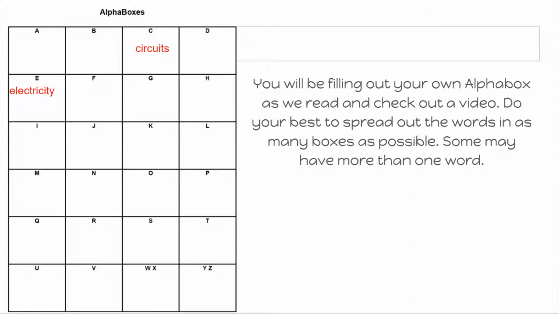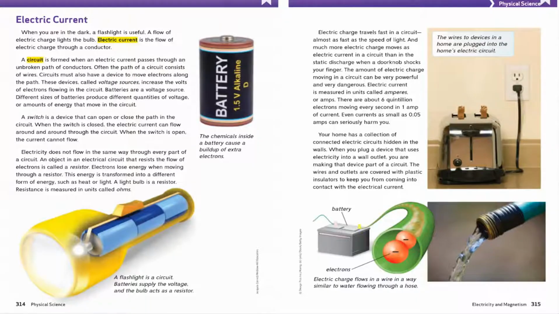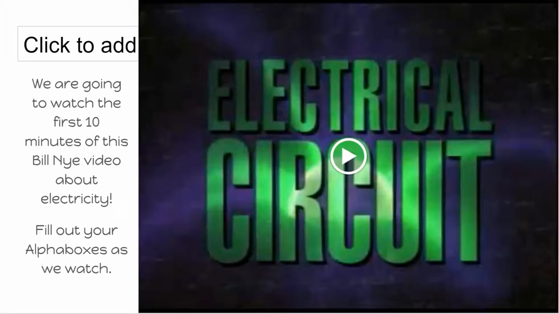You will do this when it's time for you to add a response to Seesaw. You can see I have the word circuits for letter C and electricity. Now we are going to read, and I'm going to let you read this page about the electric current. This will be in your add a response for you to read and fill out your alpha box. So you can come back to that part.